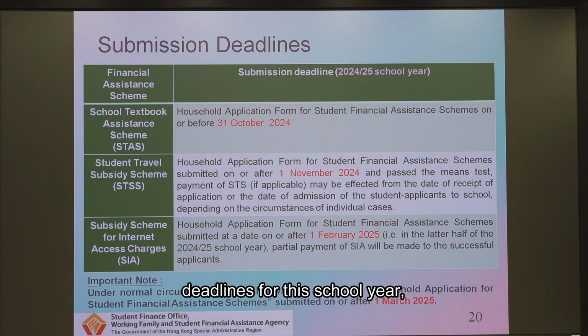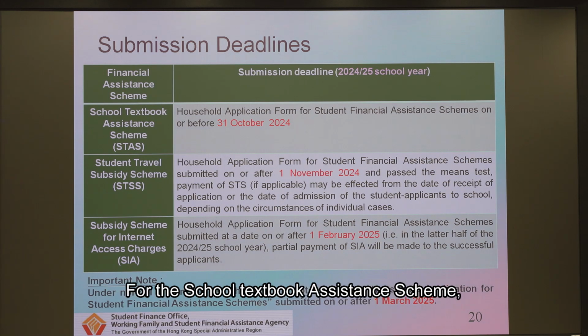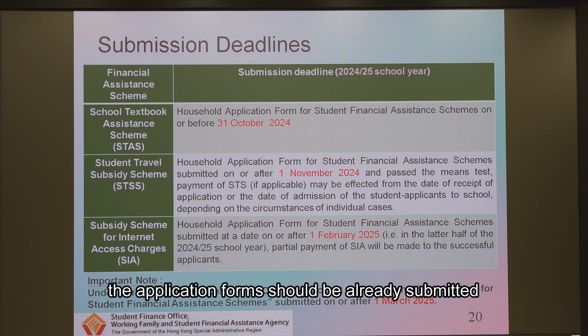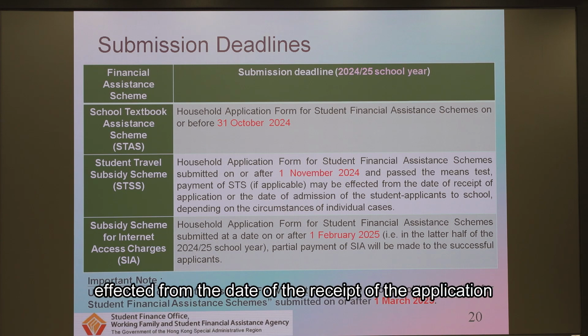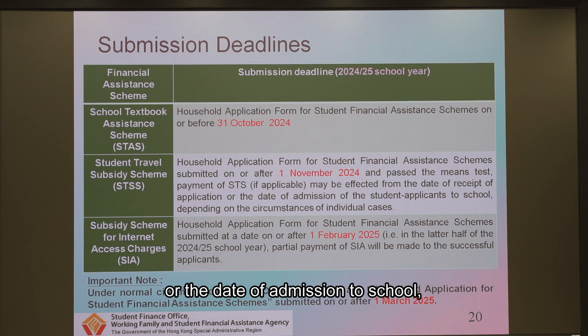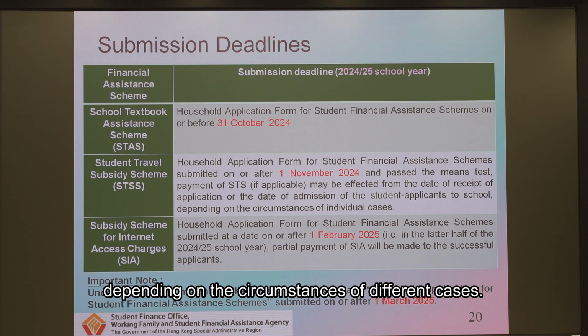Here come the submission deadlines for this school year, the current 2024-25 school year. For the school textbook assistance scheme, the application forms should be submitted to us on or before the 31st of October. For student travel subsidy schemes, for application forms submitted to us on or after the 1st of November and passing the means test, the payment of subsidies may be effective from the date of receipt of the application or the date of admission to school, depending on the circumstances of different cases.